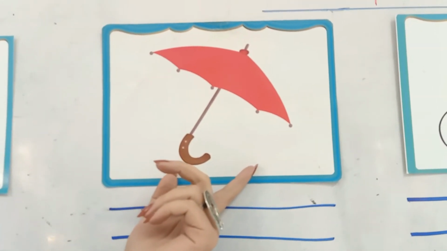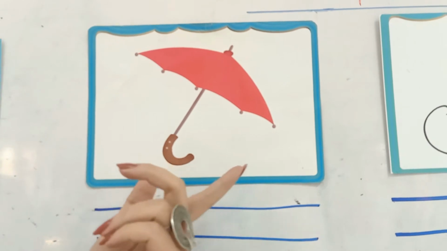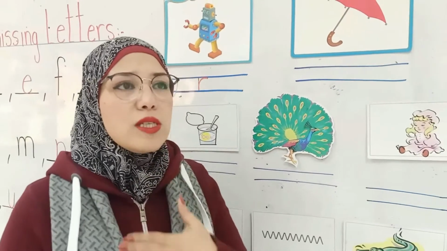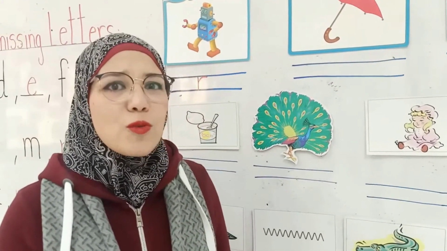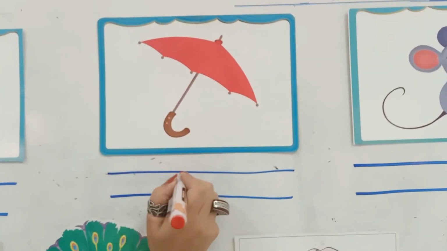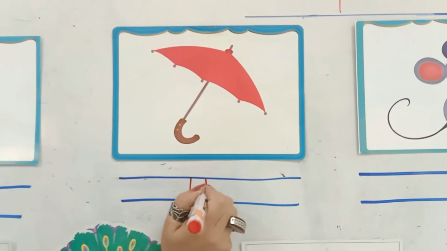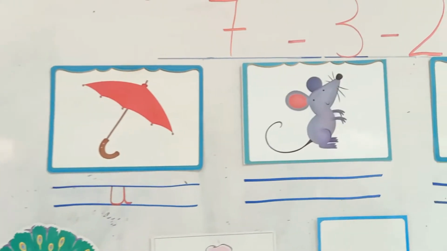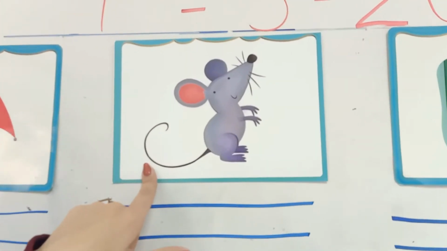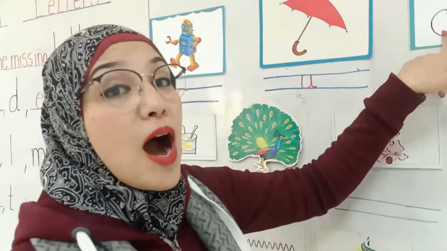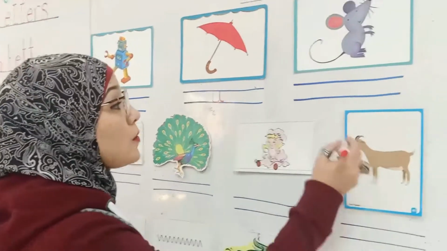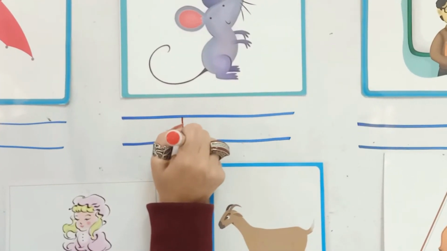The next one is, what is this? Super! Umbrella. Umbrella starts with letter U. U is for umbrella. Then, what is this, KG1? Super! Mouse. Mouse starts with letter M. M is for mouse. Super KG1.